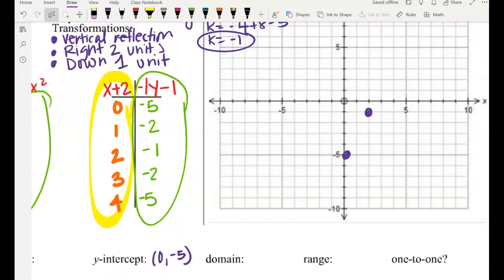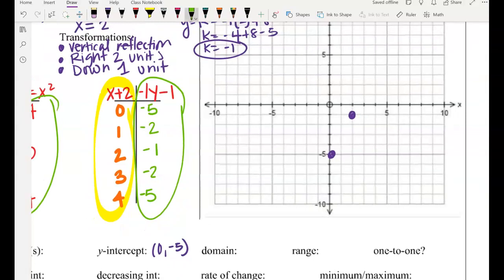We have enough dots to plot. 0, negative 5. That was already known. That was your y-intercept. 1, negative 2, which is right here. 2, negative 1. That was the vertex. Okay. And then it reflects just like that. We know a is a negative 1 value, so that definitely has to open downward, which is expected.